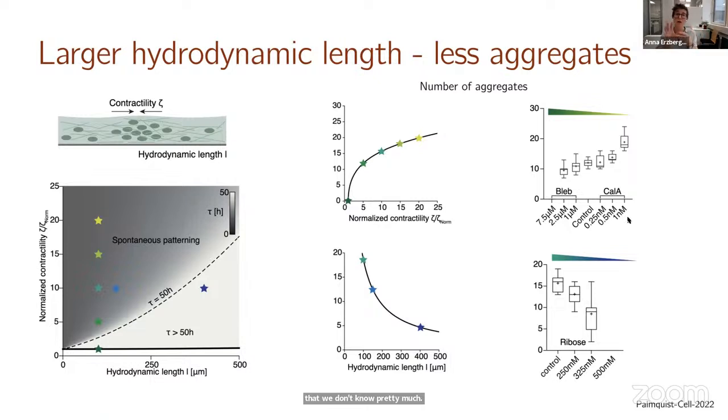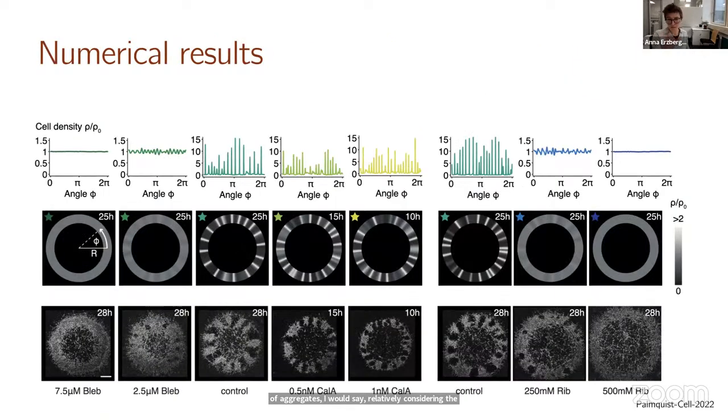The parameter that we don't know is the factor of proportionality between the density of cells and the stress. And just with this, we get quite reasonable quantitative agreement in terms of the number of aggregates, I would say, relatively considering the changes. The other thing we can of course also do is simulations, and then we get out what the patterns look like and how they evolve.